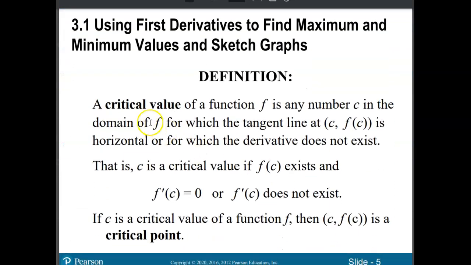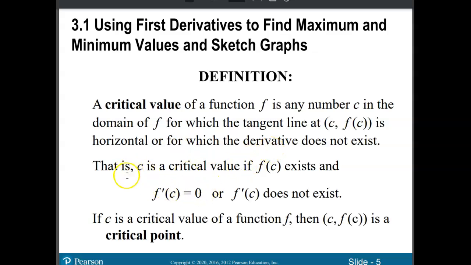All right, next we're going to talk about what a critical value means. So the definition of a critical value for a function f is any number c in the domain of f for which the tangent line at the ordered pair c, f of c is horizontal, meaning the derivative would have to be 0, or for which the derivative does not exist.